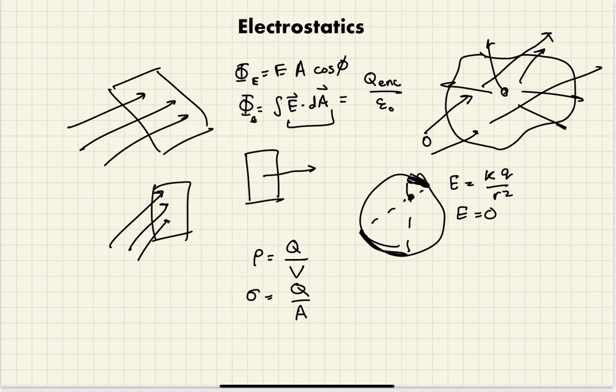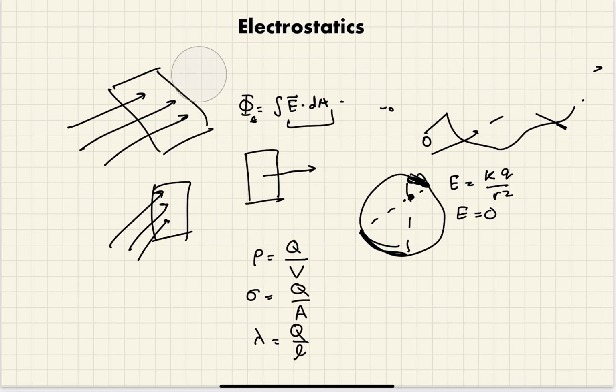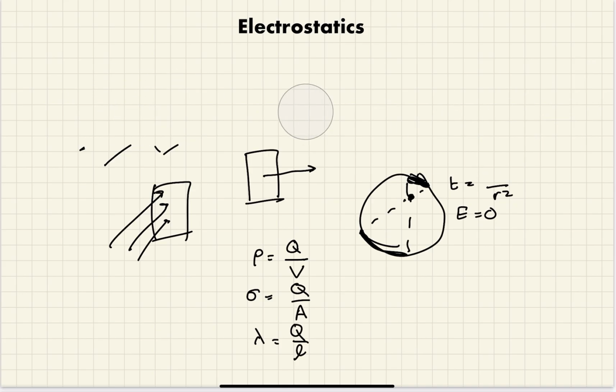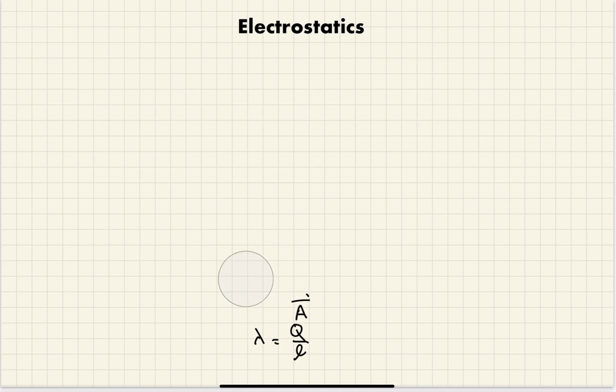So this is useful if you're talking about a surface rather than like an entire 3D shape. You would want to use sigma. And then you got lambda, which is equal to charge over length. It's the length charge density. So if you have like a line of charge, you would use that. And that's basically it for Gauss's law. And moving on to our third subunit, which is electric potential energy and electric potential.